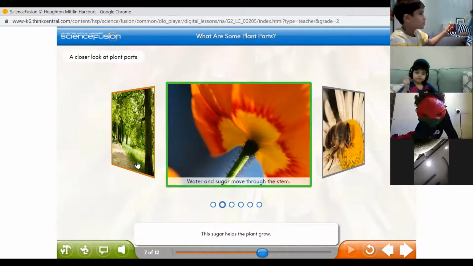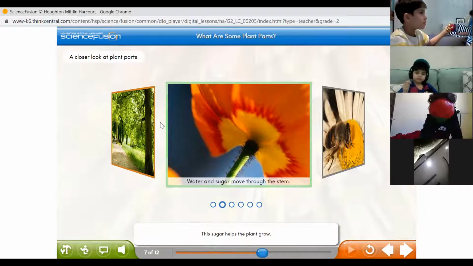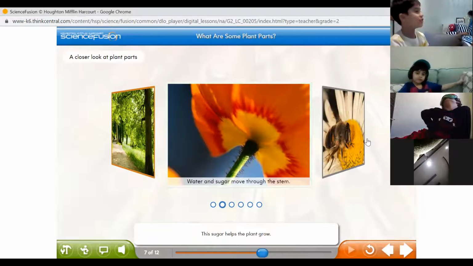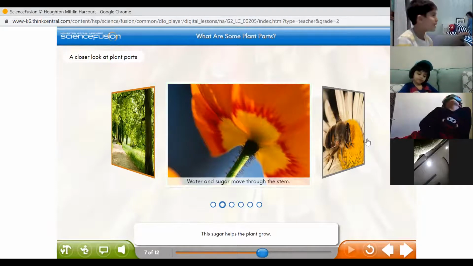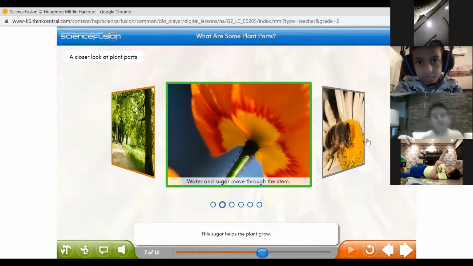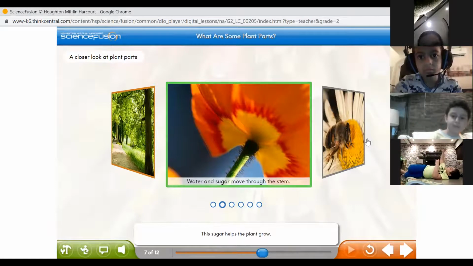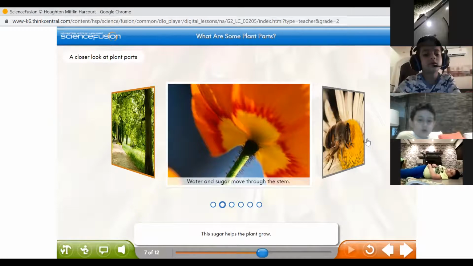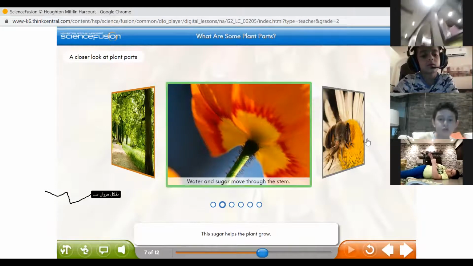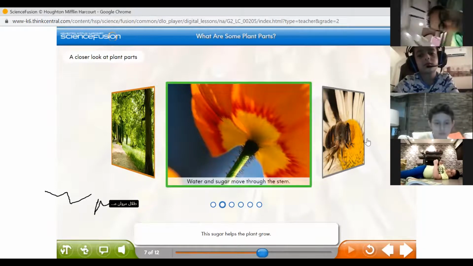What about the stem? What does a stem do? Do you have any idea, guys? What does a stem do? Saud, tell me, what does a stem do? A stem can grow. It takes what from the root? Water. Excellent. It takes water.